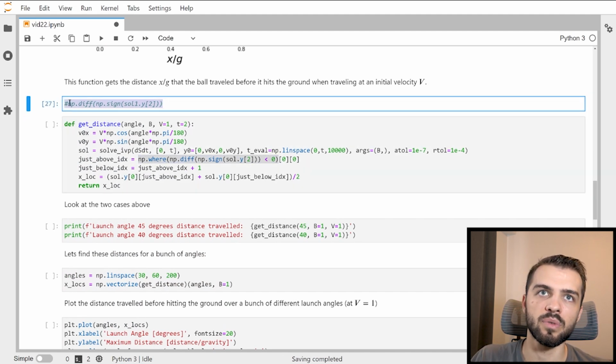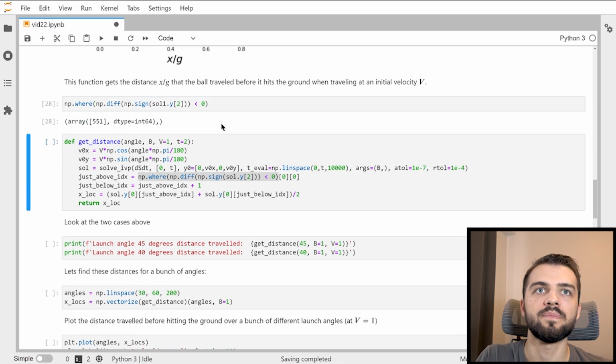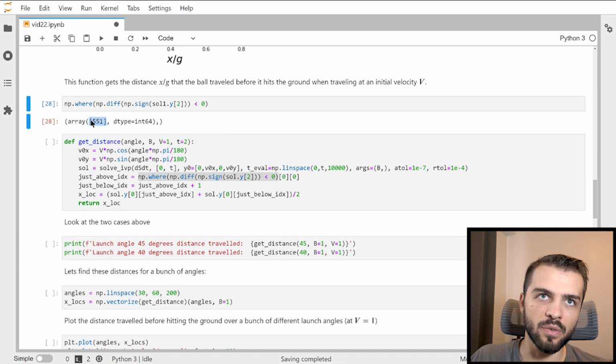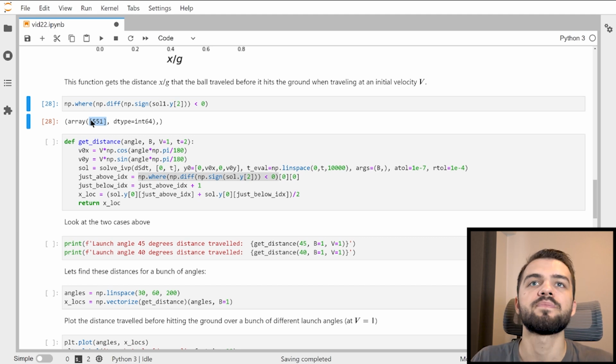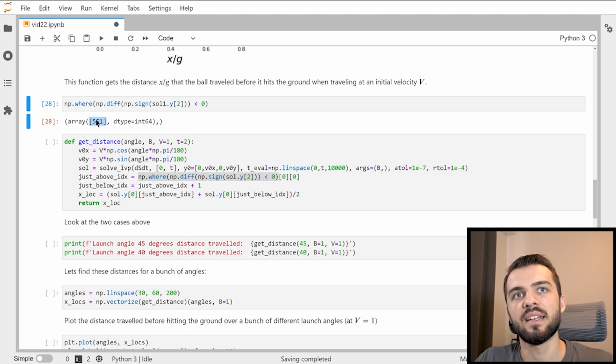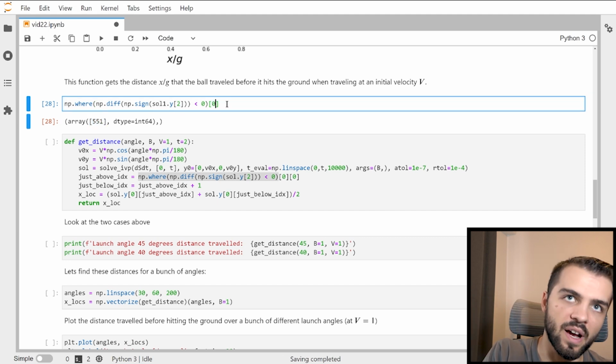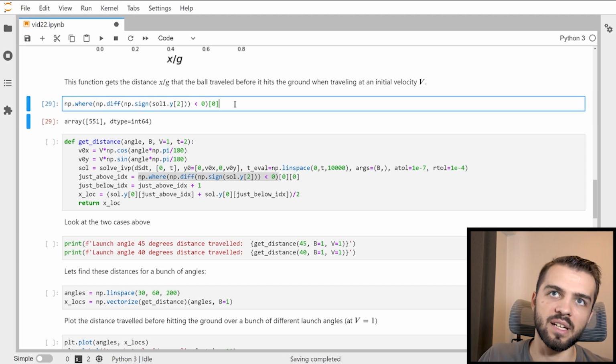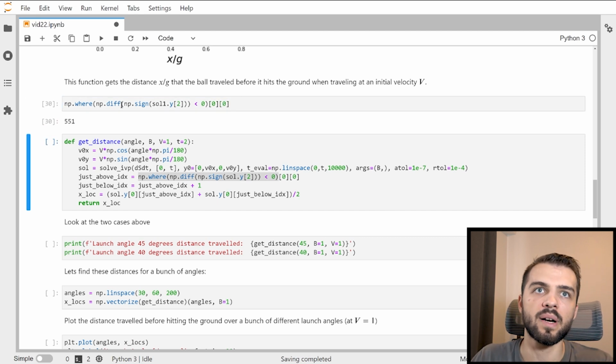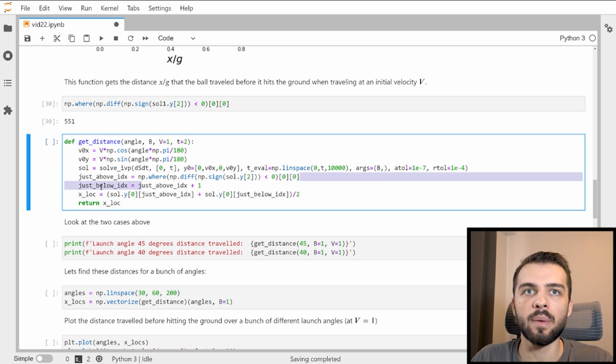So this gives an array of Booleans. And again, I'll put solution 1. And so it says at the 551st index, this is less than 0. So that means that it crossed. And if I want to extract this value, I have to go 0. Okay, it gives it in a little bit of a weird form, so I have to index it twice, and I get 551. That's exactly what I'm doing here.